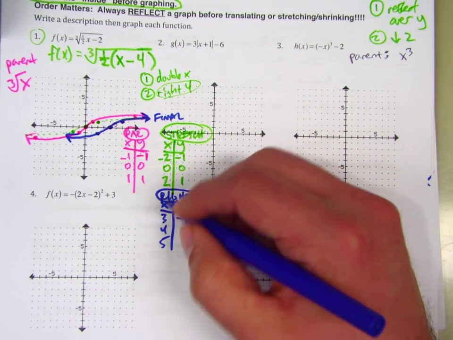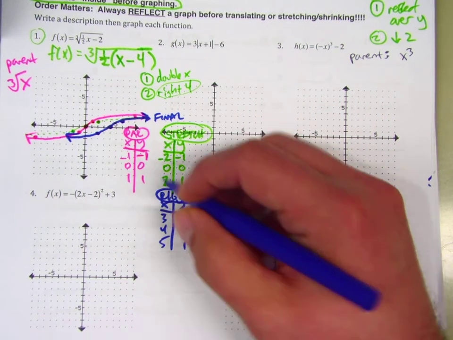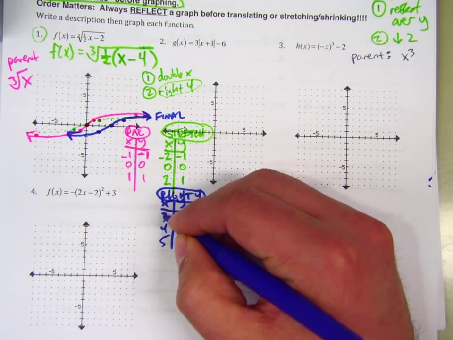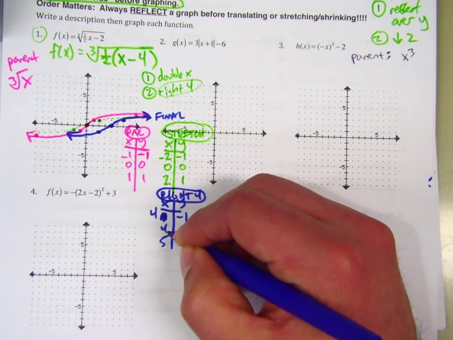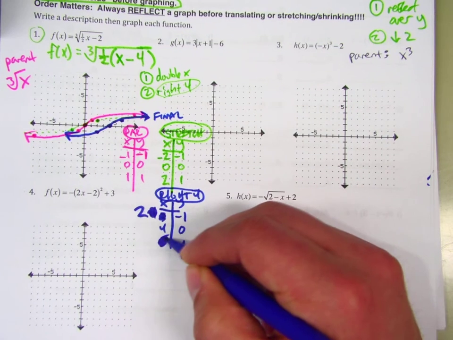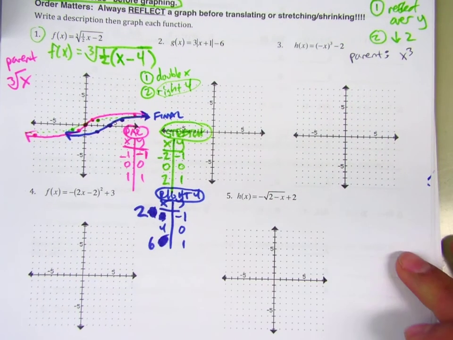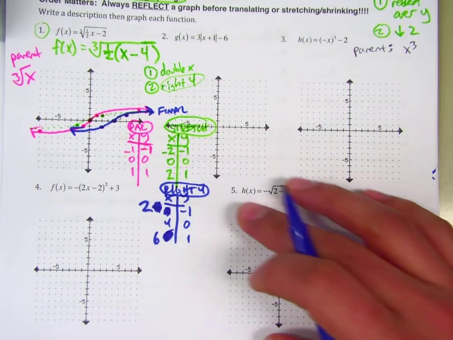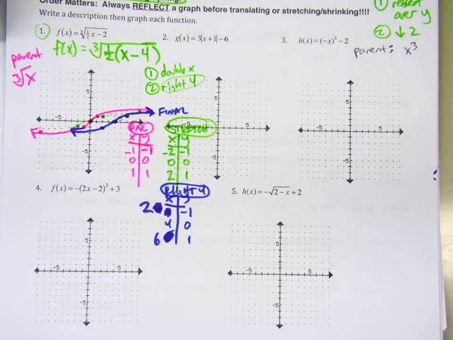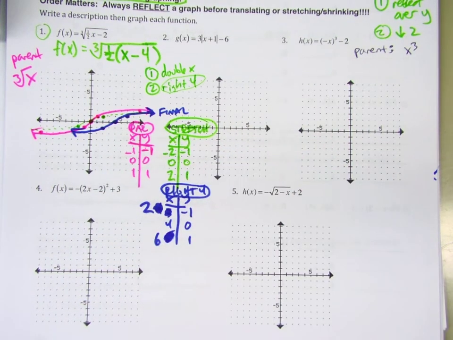So I was supposed to check the green coordinates. By the way, the graph is fine. So this should be 4. Or I'm sorry, I did it again. That should be 2, 4, 6. Thank you. We always reflect first, then stretch, then we shift the coordinates left, right, up, down. Okay? All right.